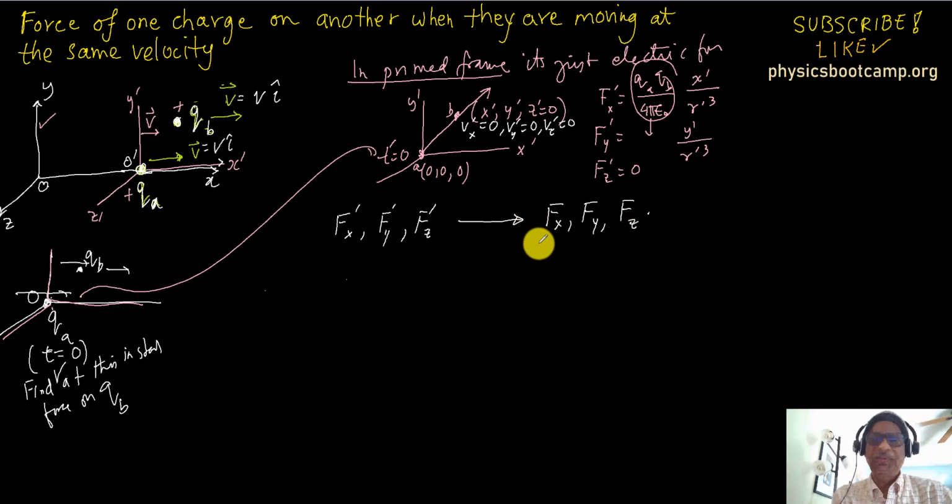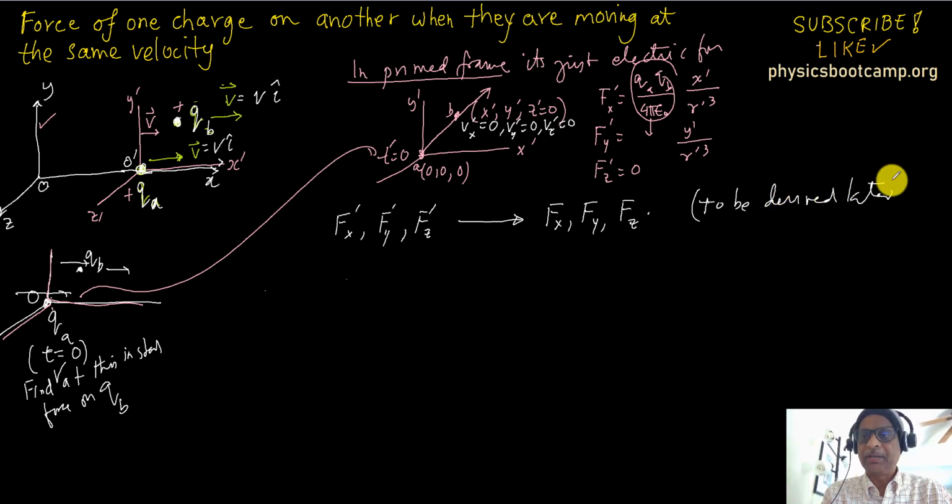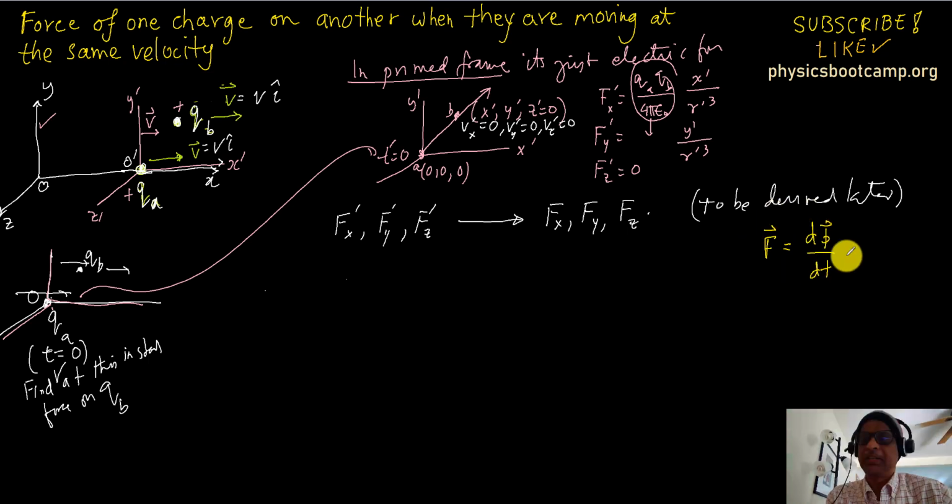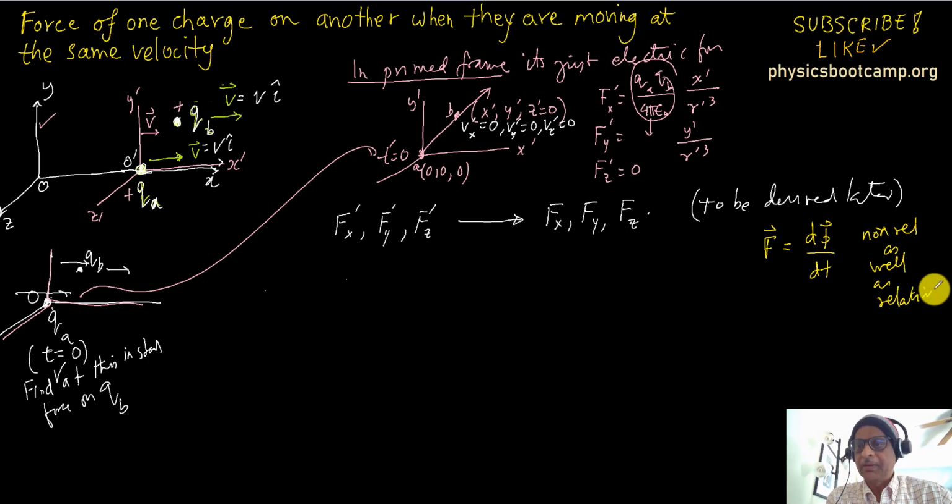I'm going to derive this, but I'm going to first tell you what the relationship is, and then use it, and later on I'm going to derive this relationship. It's to be derived later. It's not that hard, but what we're trying to find out is the definition of what force is. Force is always dp over dt, even in relativity. This is the one you saw in non-relativistic physics as well as in relativity. So we don't define force except by this equation.